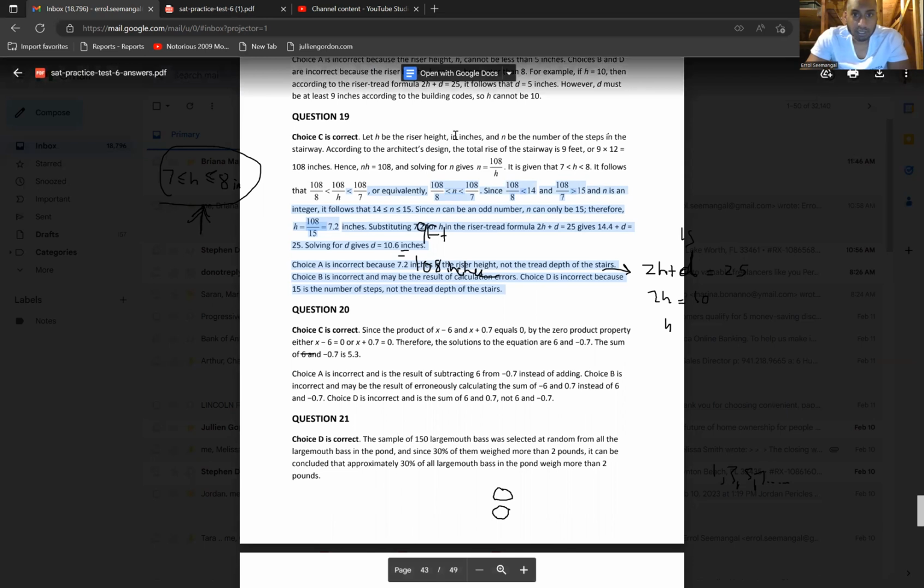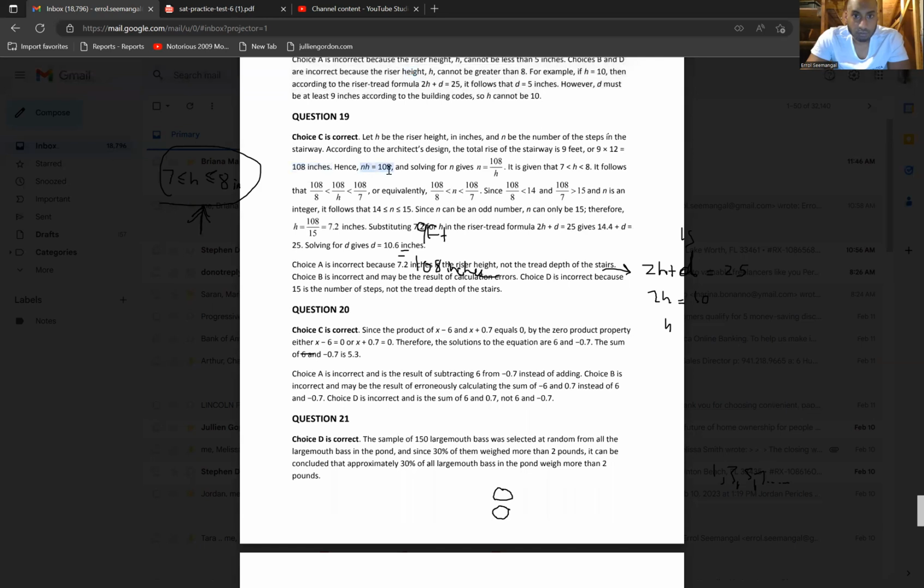Let h be the rise or height in inches and n be the number of steps in the stairway. According to the architect's design, the total rise of the stairway is 9 or 108. Hence, nh is 108. Solving for n gives you between 7 and 8. It follows that since n can be an odd integer, n can only be 15.